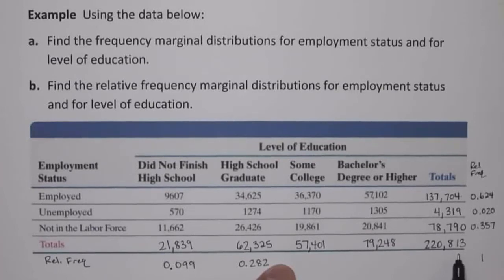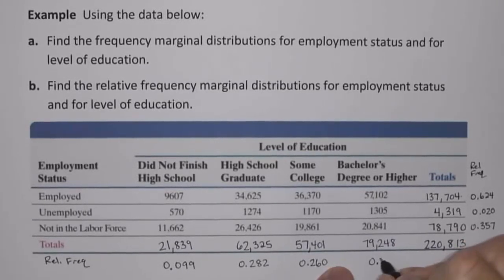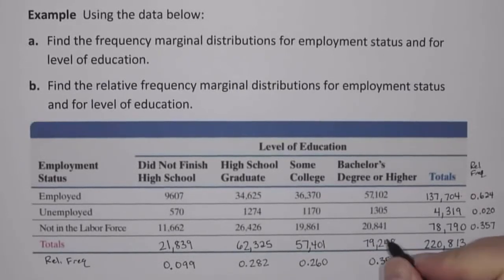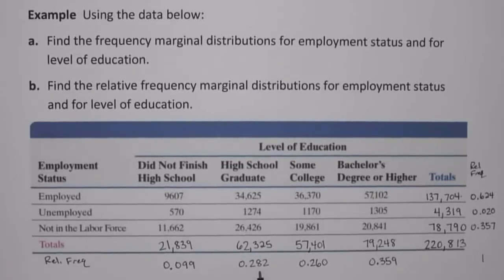57,401 divided by 220,813 is about 0.260. And if we take 79,248 and divide by 220,813, that is about 0.359. So again, the relative frequency for did not finish high school in November of 2018 is 0.099. The relative frequency for high school graduate is 0.282. For some college, 0.260. For bachelor's degree or higher, 0.359.